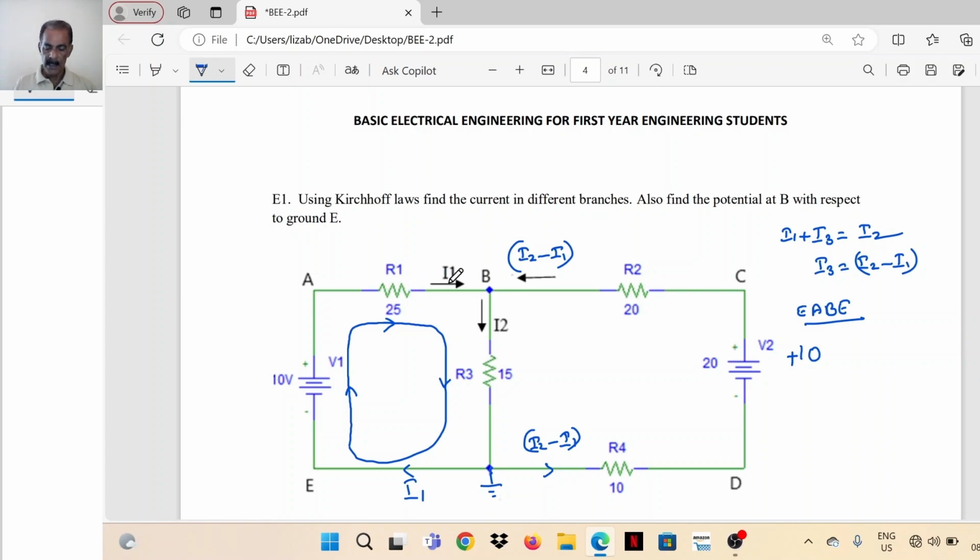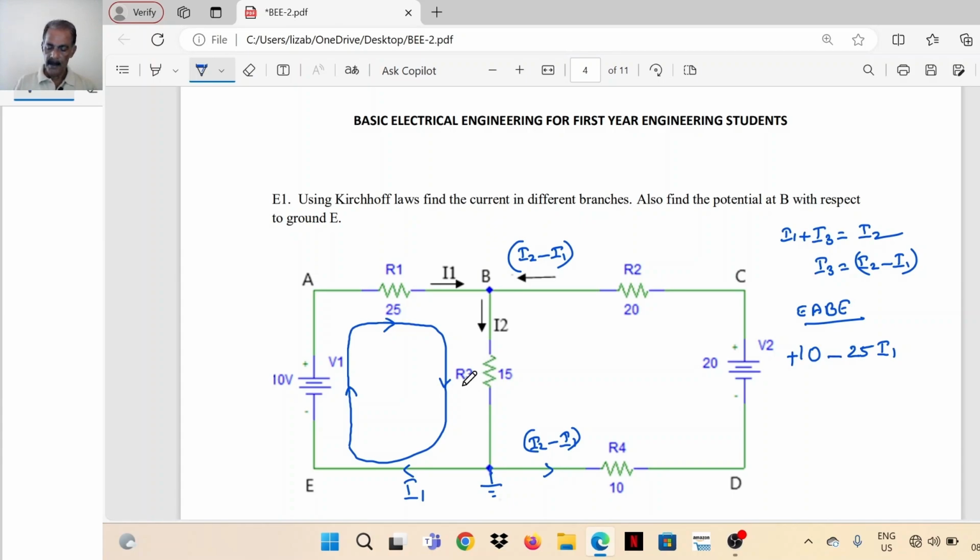The first one is I1 R1. R1 value is 25, so the IR drop is 25 I1. Plus sign or minus sign? Current is from A to B. The loop is also from A to B. So both are in the same direction, so a negative sign.